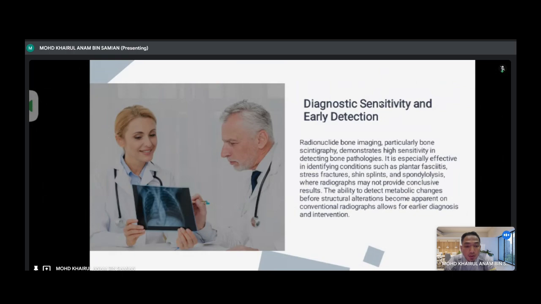So, radionuclide bone imaging, particularly bone scintigraphy, demonstrates high sensitivity in detecting bone pathologies. It is especially effective in identifying conditions such as plantar fasciitis, stress fractures, shin splints, and spondylosis, where radiograph may not provide conclusive results. The ability to detect metabolic changes before structural alterations become apparent on conventional radiograph allows for earlier diagnosis and intervention.